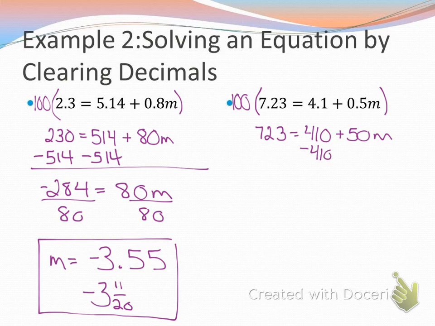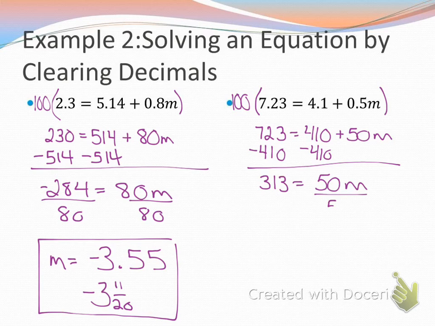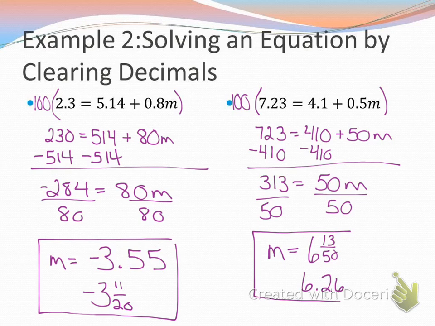Subtract 410 from both sides and you get 313 equals 50m. Divide both sides by 50. M equals what? 6 and 13 over 50, or 6 and 26/100ths. All right, who got it right? Okay, good. So that's how you clear decimals.